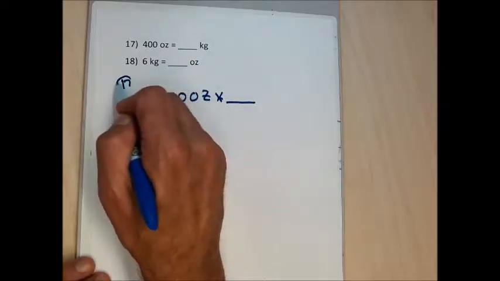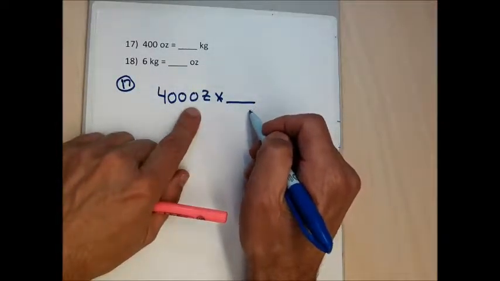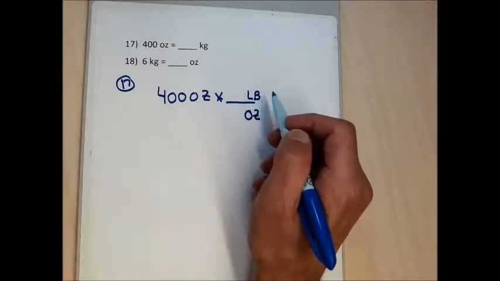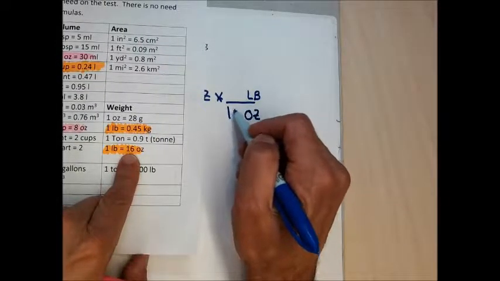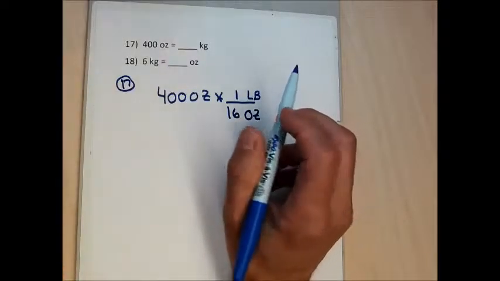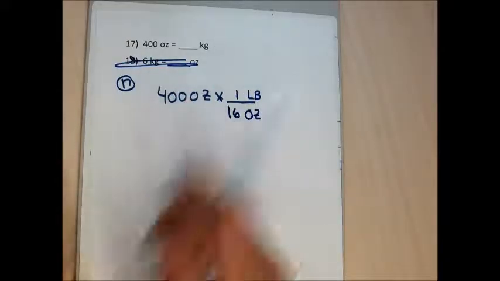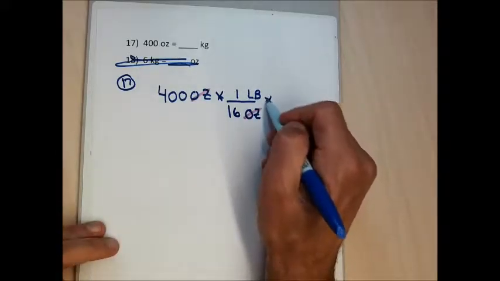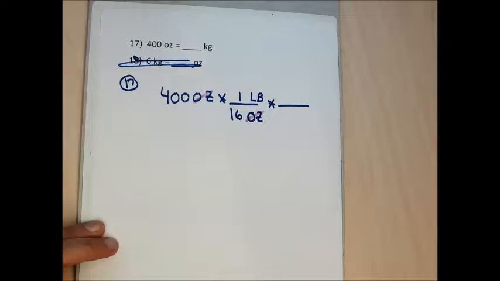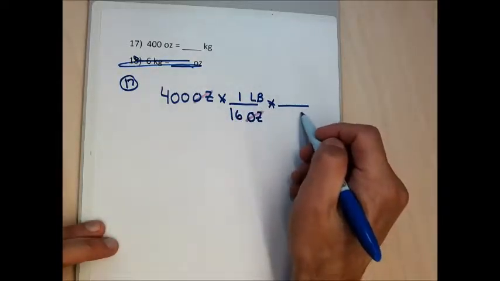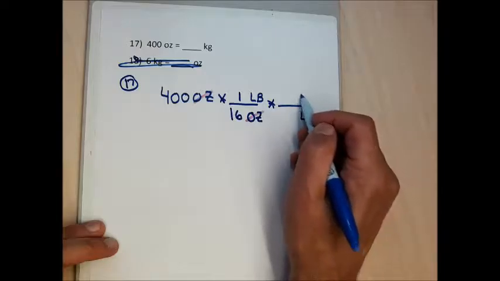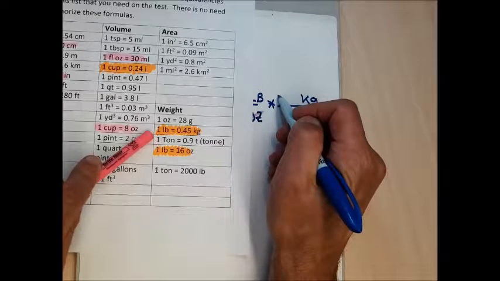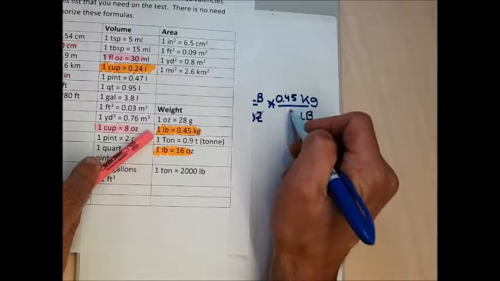So for number 17, one way to do this is to first get the ounces into pounds by using 1 pound is 16 ounces. When I do that for problem 17, that's going to get me in a good position. It gets me into pounds, but I want to get into kilograms and not into pounds, so I need to multiply by another fraction because now I'm in pounds, not in kilograms. That fraction is going to have pounds in the denominator, kilograms in the numerator, and I'm going to use 0.45 kilograms is equal to 1 pound.